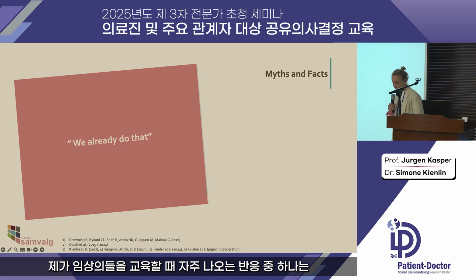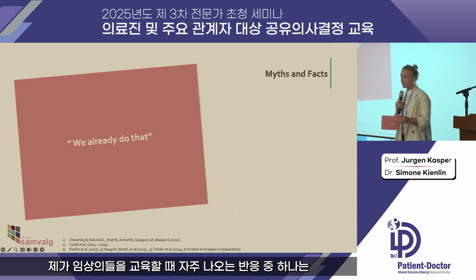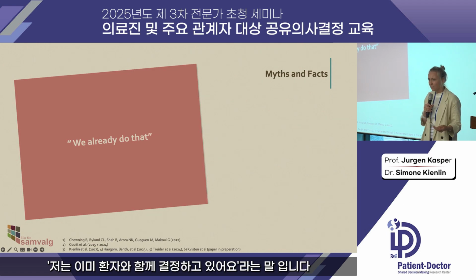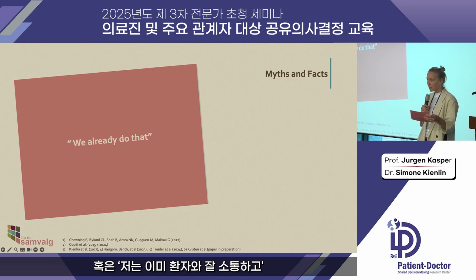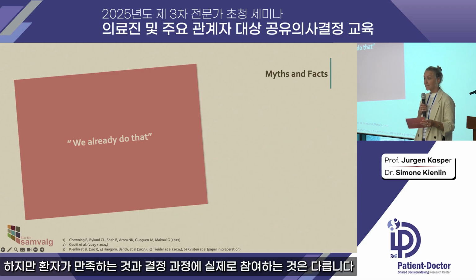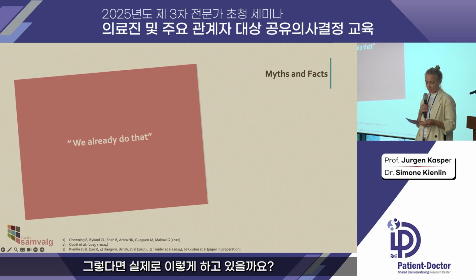So this is one that often comes up when I train clinicians. The clinicians say to me, but I already do this, I involve my patients. Another way to say this is, I already communicate well with my patients, or I listen to my patients' preferences, or my patients are satisfied. But being satisfied is not the same thing as having been involved in the decision of making an informed choice. So, are we already doing this?